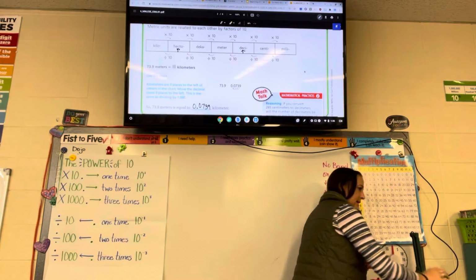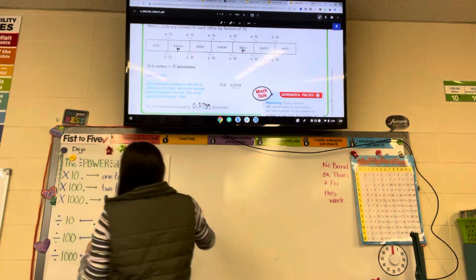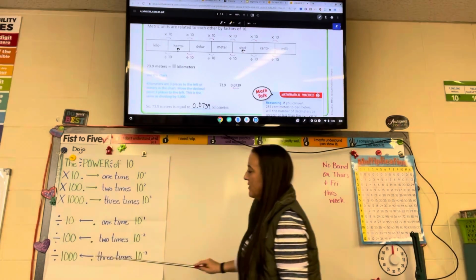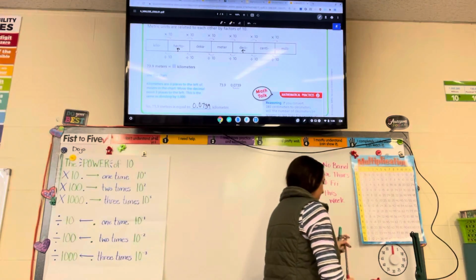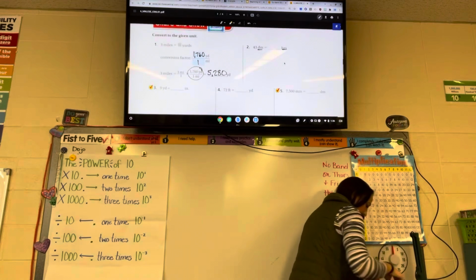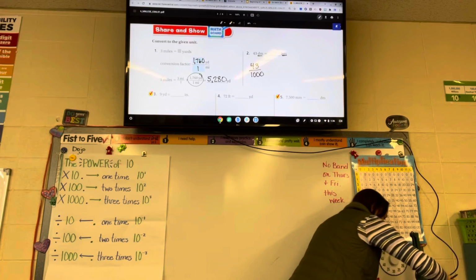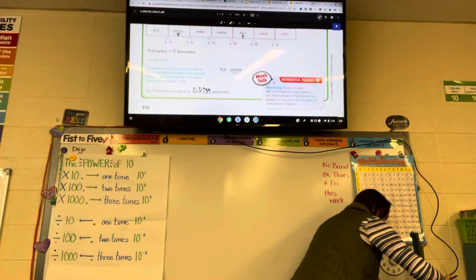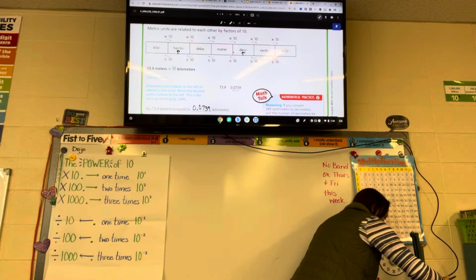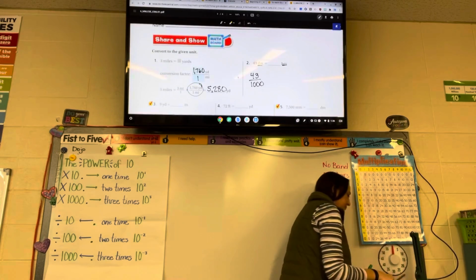Okay, does that make sense? Because how many groups of 10 are there? 3, which means 1,000. So we're going to go back and we're going to take 43 divided by 1,000. We'll look again because it said divide, right? Since we're moving from here to here, we have to divide by 1,000.